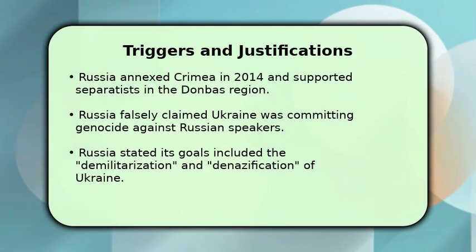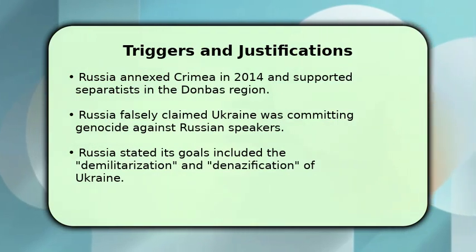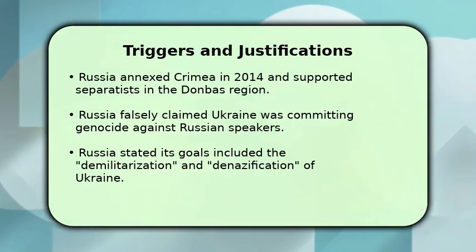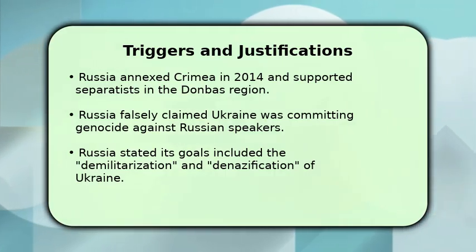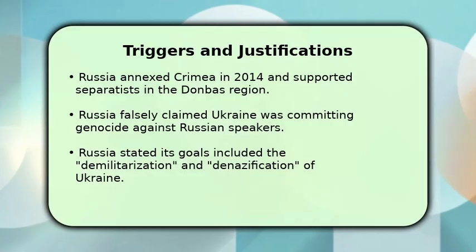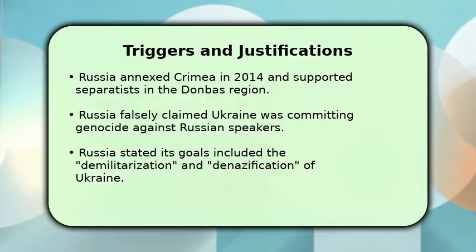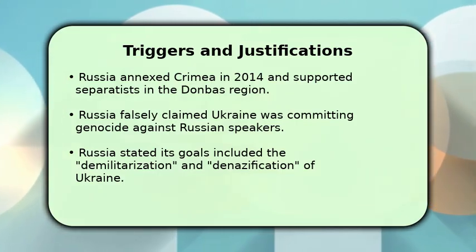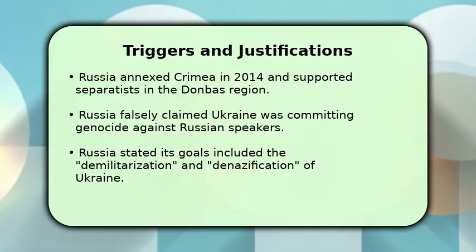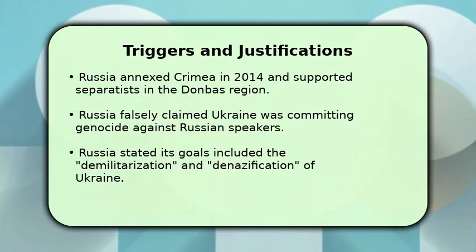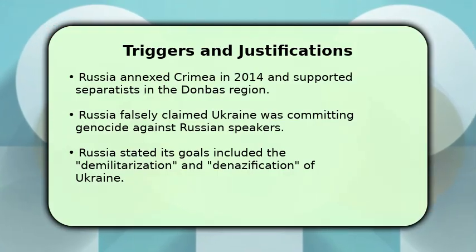The conflict escalated significantly in 2014 with Russia's annexation of Crimea and its support for separatists in Ukraine's eastern Donbas region. Leading up to the full-scale invasion, Russia made unsubstantiated claims that Ukraine was committing genocide against Russian-speaking populations. President Putin publicly stated that the invasion, which he termed a special military operation, aimed to demilitarize and denazify Ukraine, framing it as a necessary measure for Russia's security.